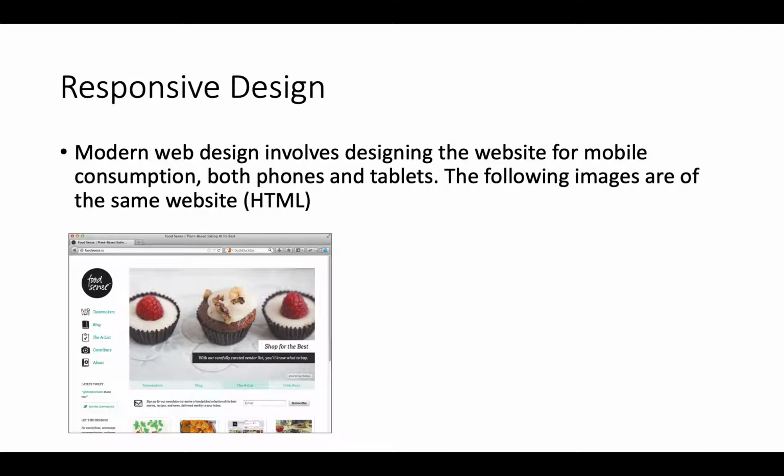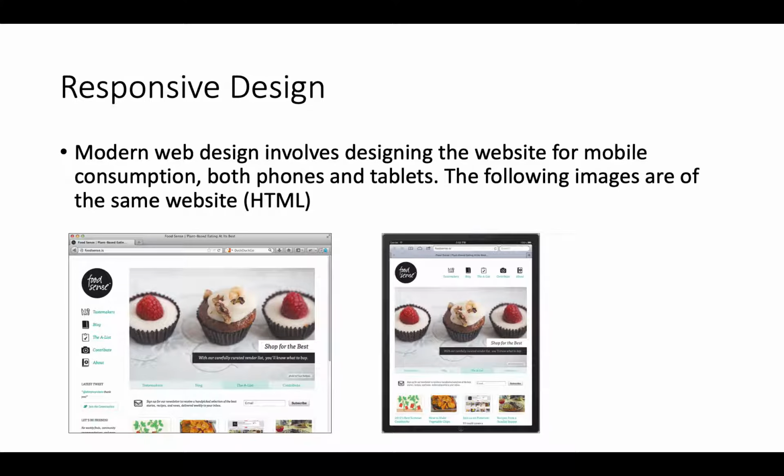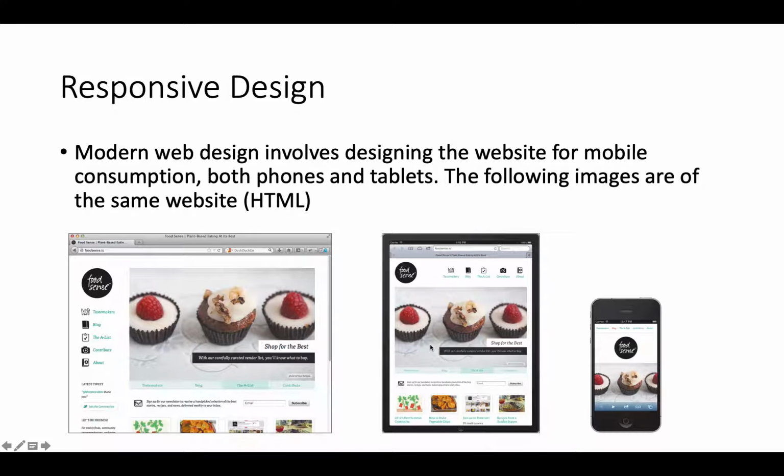So this is an example. Let's say a website about food, and this is what it looks like on a desktop monitor. And this is what it looks like on a tablet, which has a slightly smaller display area. You can see the sidebar is no longer visible on the side, and it has moved to the top. The rest is still visible, and on an even smaller device, it looks like this. There are fewer things visible, but at least the site is still usable. That's the whole point of responsive design.